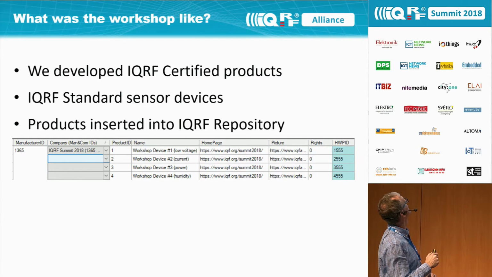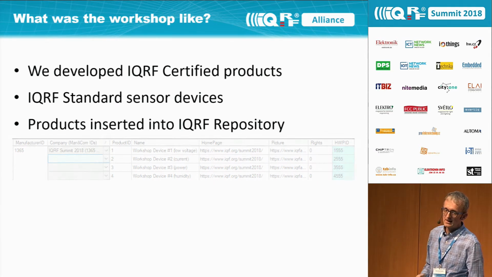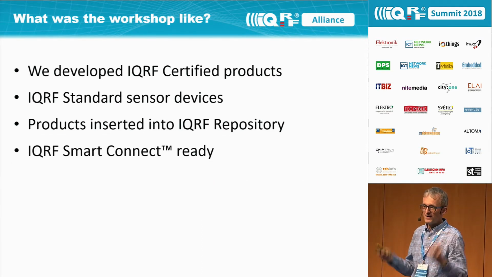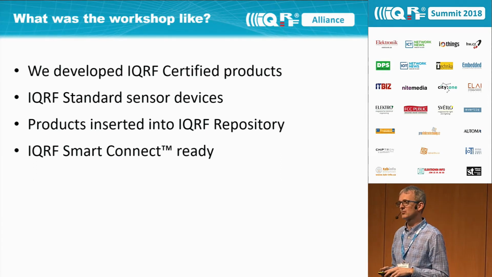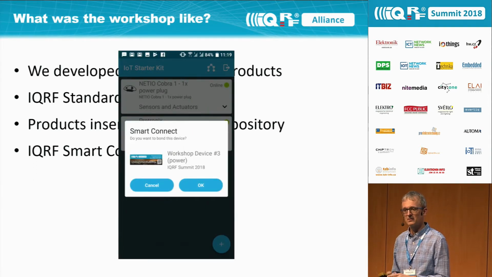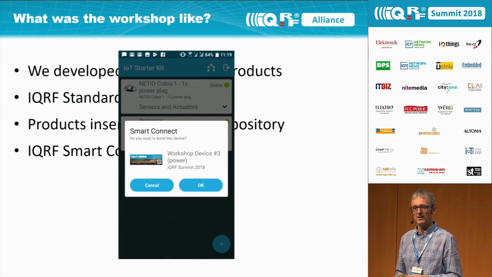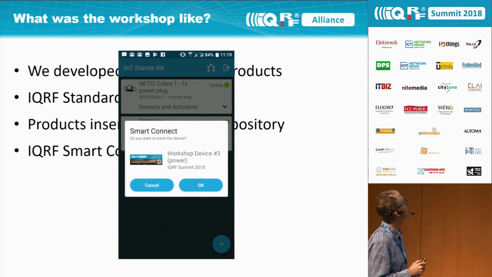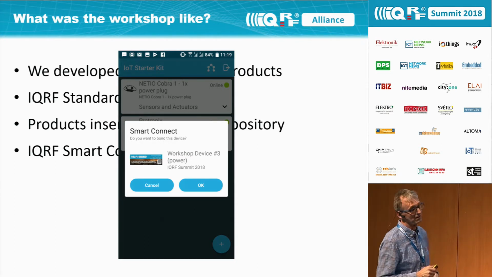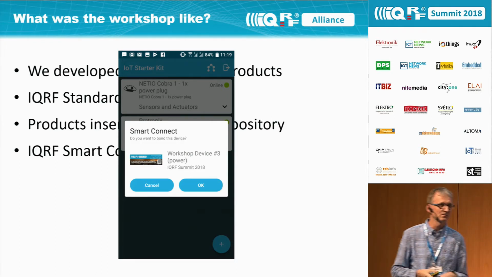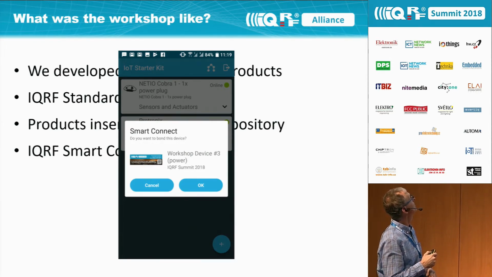So in the repository there were 4 products for each group. One was sensoring low voltage, current, power, humidity, and the manufacturer was actually IQRF Summit. The device was, of course, IQRF Smart Connect ready, meaning that after constructing the QR code and scanning it, the mobile app simply found the device in the repository, as you saw just a few seconds ago, saying like, do you want to bond such a device?